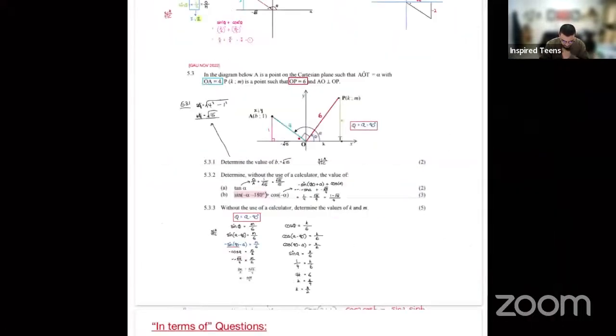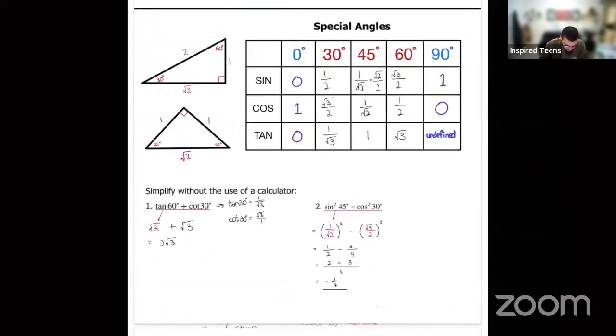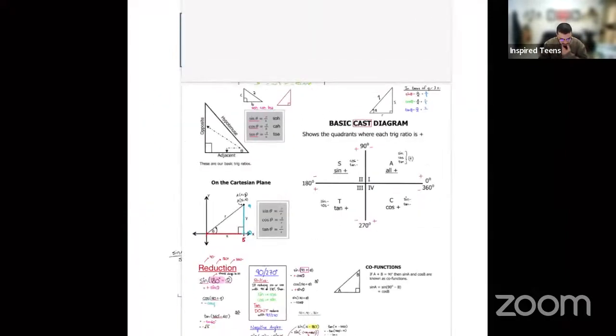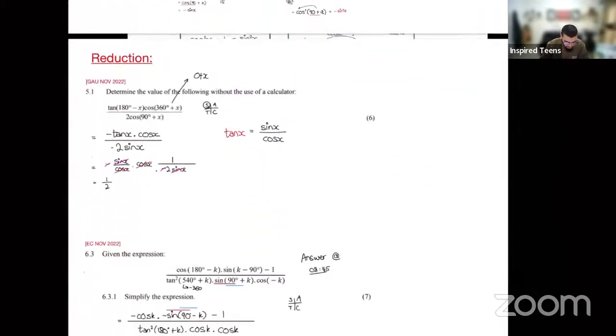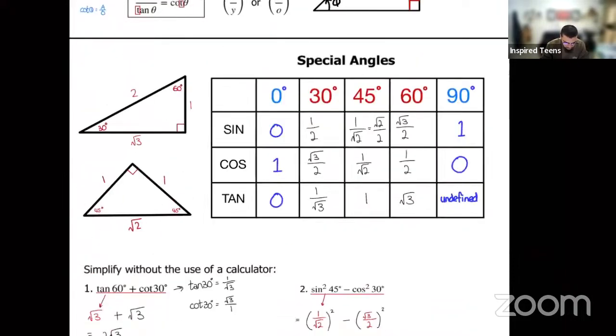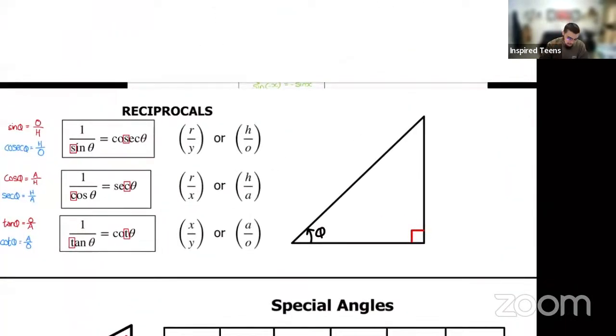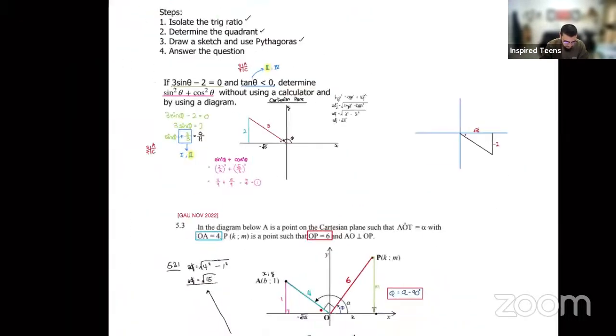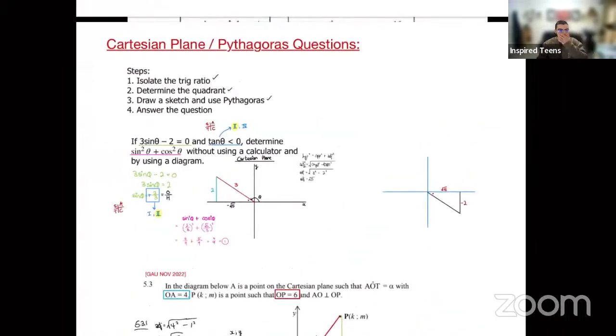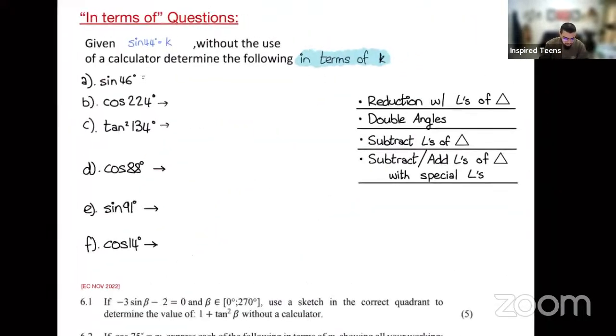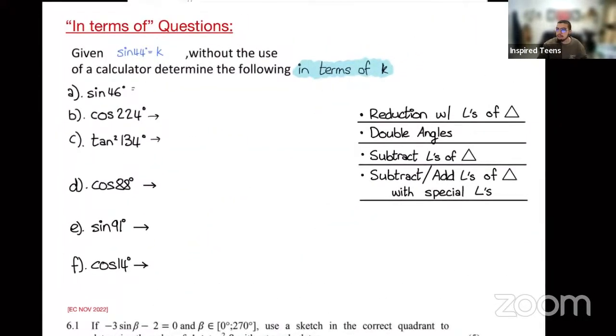Just to recap what we've done in the previous weeks. We started off with the basics of trigonometry. We went into reduction, and we completed reduction. We did special angles, then some revision of reciprocals, and then we moved on to Cartesian plane questions. So we solved Cartesian and Pythagoras questions, and now it's time for us to do in terms of questions. So let's get into it.